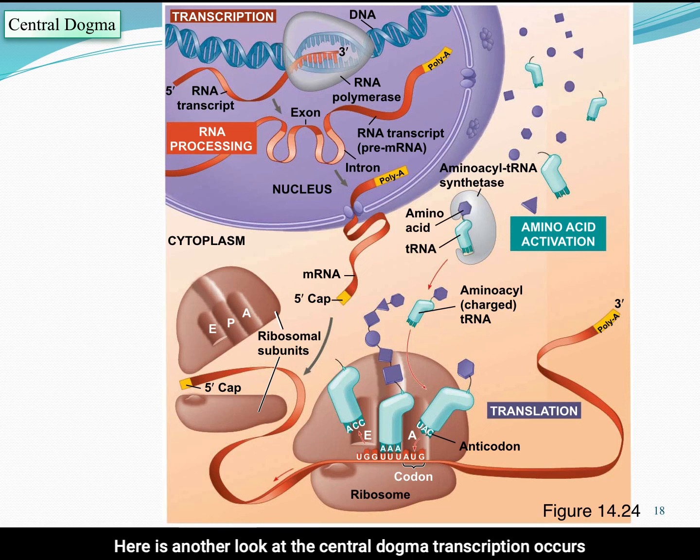Here is another look at the central dogma. Transcription occurs in the nucleus, and after transcription occurs, post-transcriptional modifications are made to the RNA. The capping and the poly-A tail are necessary for mRNA to be able to exit the nucleus and be stable. The pre-mRNA must be cut and spliced into mature mRNA before leaving the nucleus. From here, the mRNA goes to the ribosome, and this can be a free-floating ribosome or a ribosome associated with the ER. In the ribosome, translation occurs, and post-translational modifications occur after the protein has been made through translation.